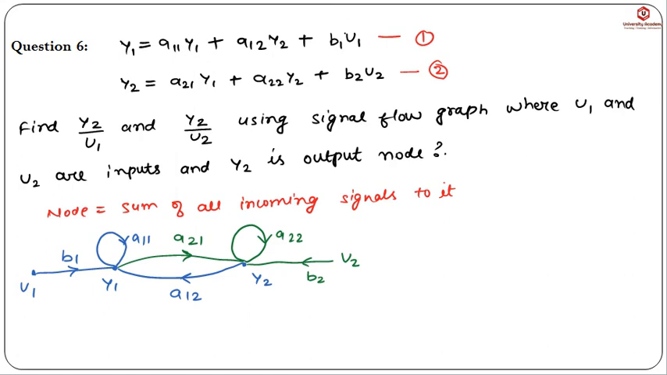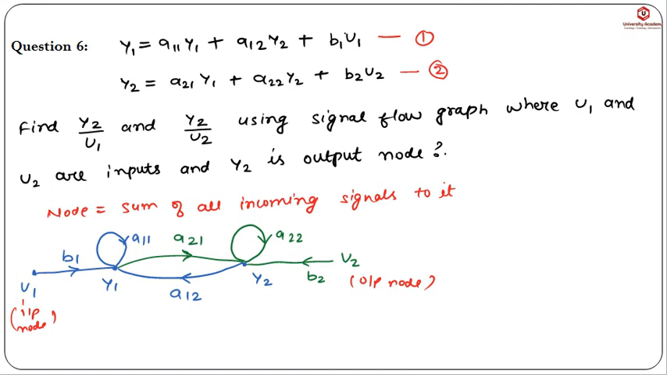Now we have to find out y2 by u1 and y2 by u2. So this signal flow graph has two inputs. Here u1 is also an input node, because it has only outgoing branches. Similarly, u2 is also an input node. Now we want the transfer function y2 by u1, so we have to consider one input at a time. So when we calculate y2 by u1, the other input, that is u2, we have to consider to be 0.